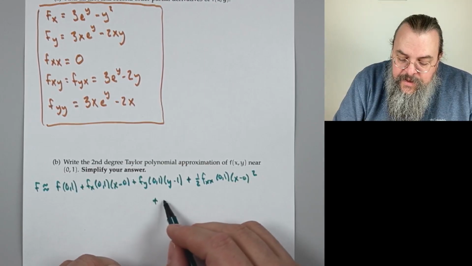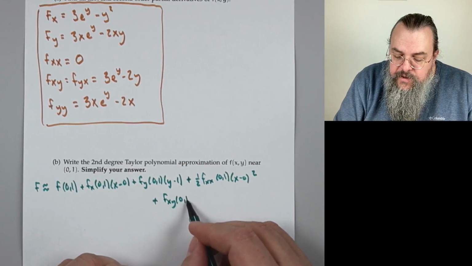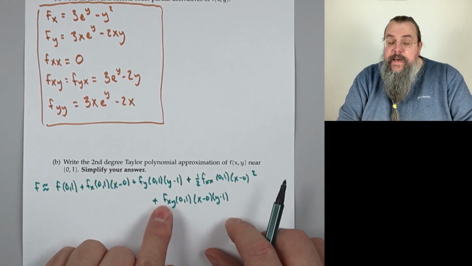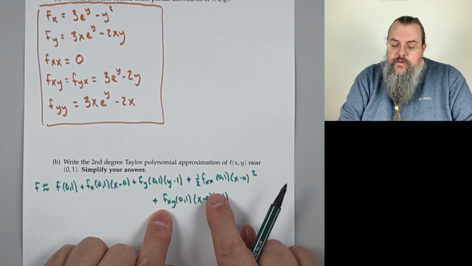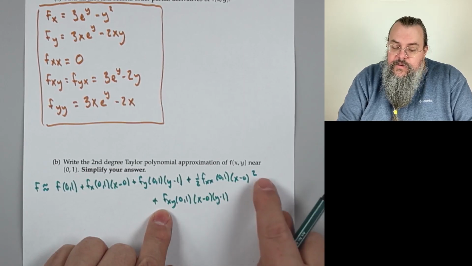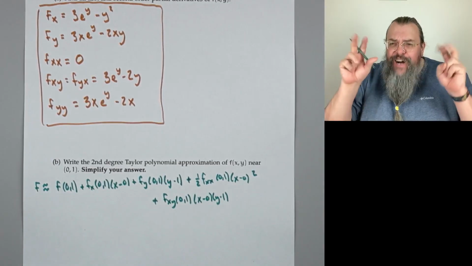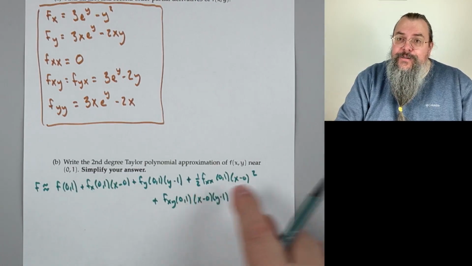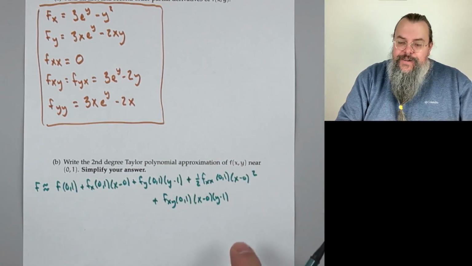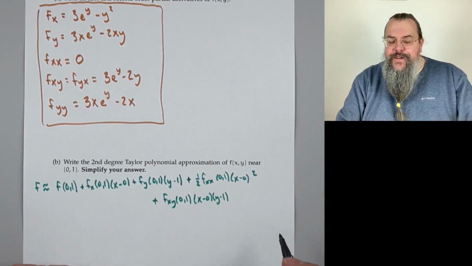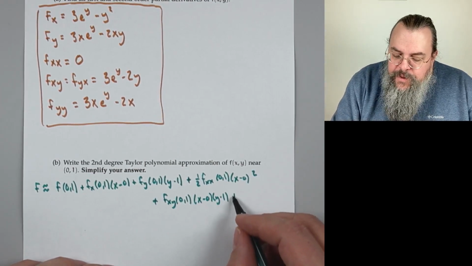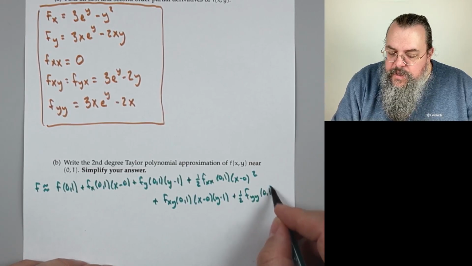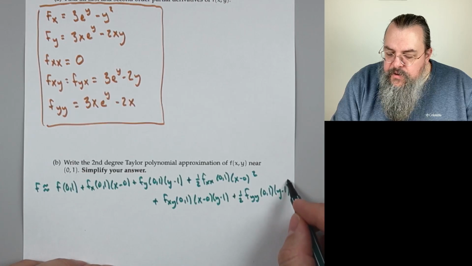Plus fxy at 0, 1 times x minus 0 times y minus 1. Now we don't need the half here, because notice we're not squaring anything. The half is to compensate for the square. How is it compensating? Well, if you were to take derivatives, the 2 comes down, so you're compensating for that 2 coming down. Well, here there's no 2 coming down, so we don't need to do anything like that. And then plus 1/2 fyy at 0, 1 times y minus 1 squared.